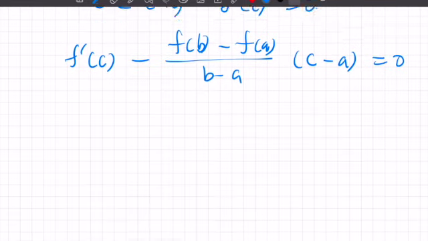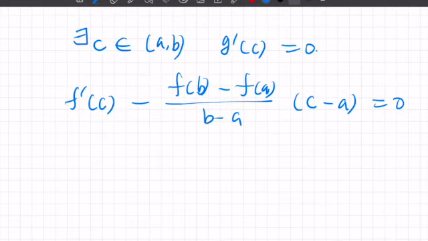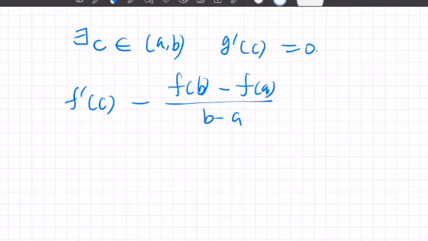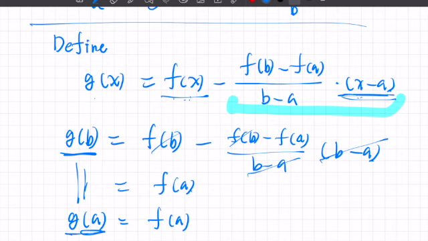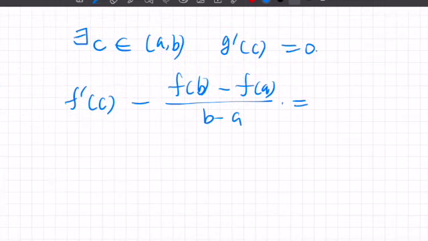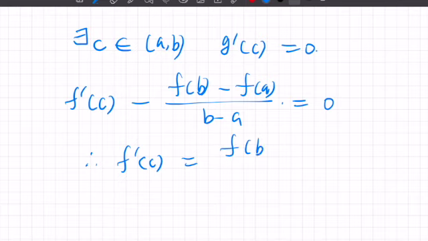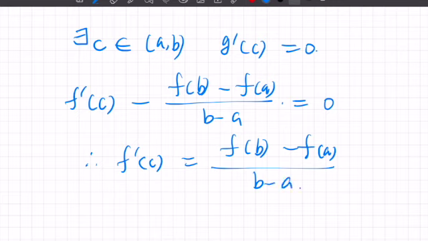But wait a minute, not equal to 0, but since we differentiate it, this should be just this term. So if we differentiate this one, it will be just 1. So we are just left with this, which is equal to 0. Therefore, f prime c is equal to this value. And we are done.